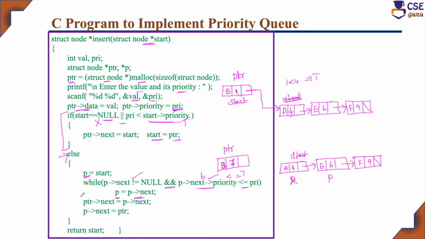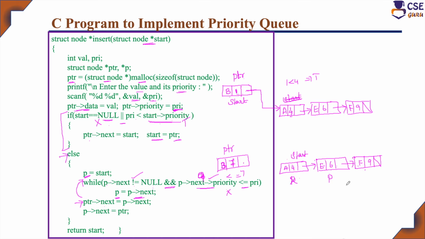Okay. The while loop continues. Now P is this one. P of next is not equal to null, and P of next of priority. P of next of priority is 9 now. Is 9 less than or equal to 7? The condition fails. So in this case, the while loop will exit and control goes here. Now PTR of next is equal to P of next. This is PTR of next. You mark it as P of next.